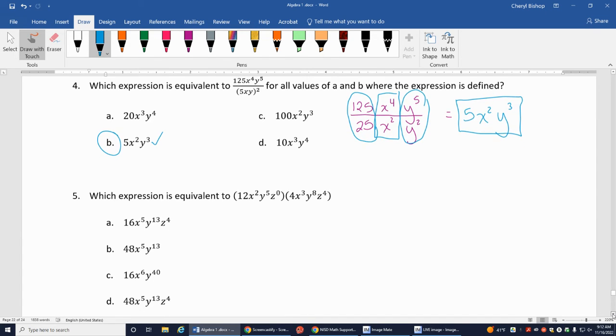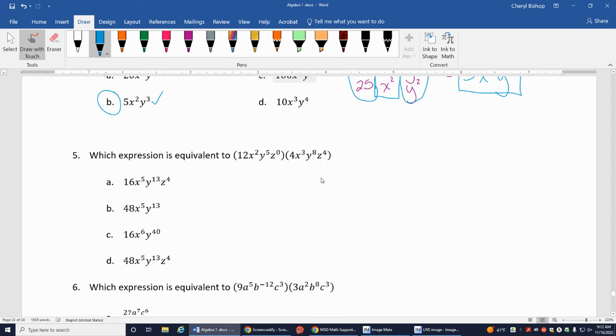Okay, let's look at number 5. So now here, this one's a little bit different. Notice I don't have a number outside my parentheses. So this is just saying multiply 12 times x squared times y to the fifth times z to the 0 times 4 times x to the third times y to the eighth times z to the fourth. The parentheses are just saying this is one expression, this is one expression, but really you're just multiplying everything. So what I like to do is first just take my numbers, and we're going to do the 12 times the 4. I'm just going to rewrite the order.